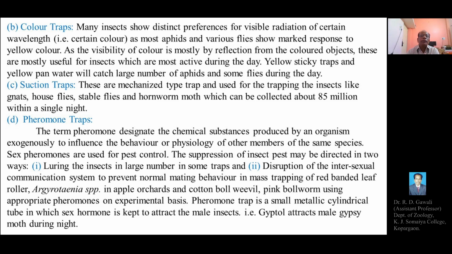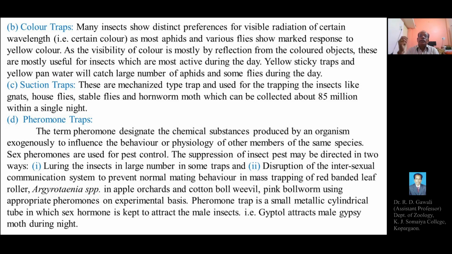Yellow pan water. So the pan containing yellow colored water and the yellow sticky traps. These are two types of colored traps. A yellow sticky trap can be a simple yellow colored paper immersed with oil, and one can also use the yellow pan water.